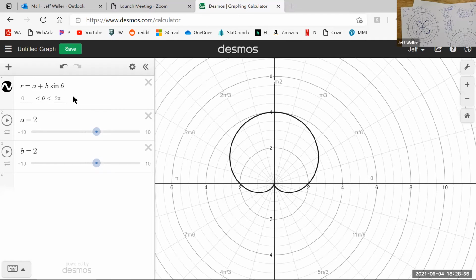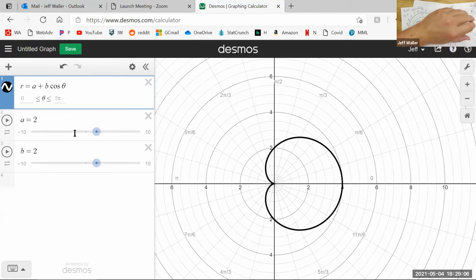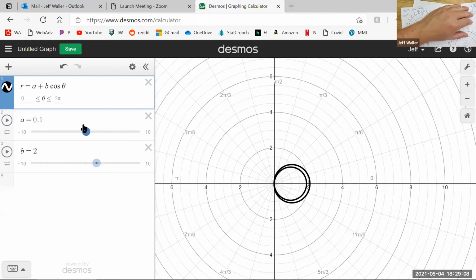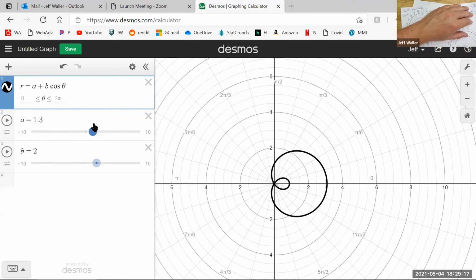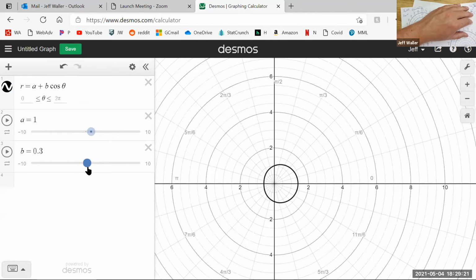It's sideways. Right now it's opening around the y-axis. Can you see what I mean by that? If I put a cosine there, it should open around the x-axis because cosine likes x. And if I go negative with a, it's the same stuff, right? Let's see what happens with b. That's more interesting. Now it switches sides when I make b negative.